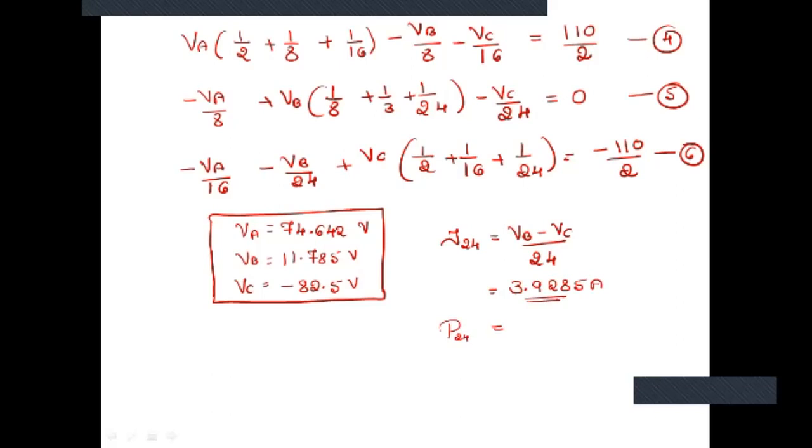So the power dissipated in the 24 ohm is given by, what's the formula? You can use either VI, V square by R, or I square R. I will be using I square R here. R is nothing but 24 ohm. Or you could have directly used the potential difference, V square by R, also. So the answer I'm getting here is 370.39 watts. So this is how we solve the nodal analysis problem.